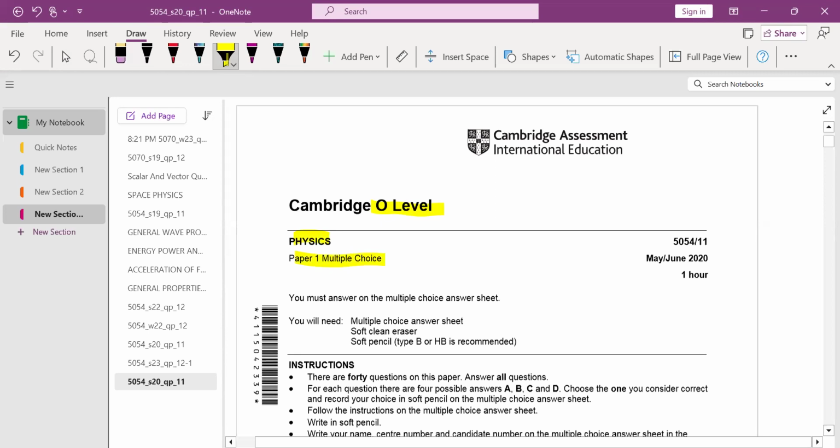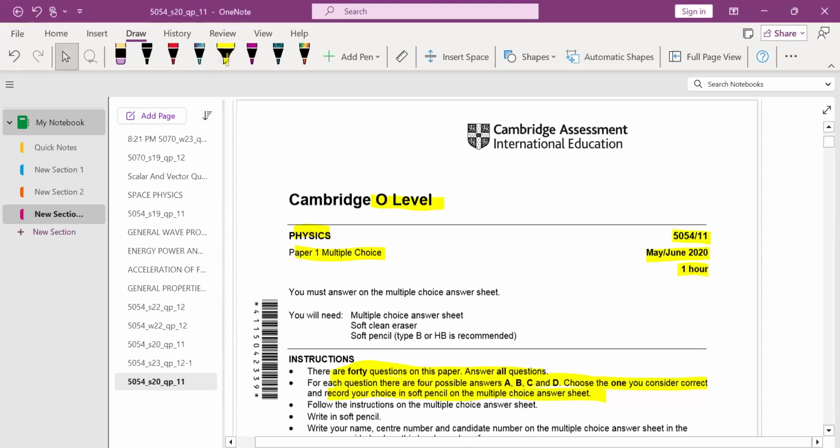The code for O levels physics is 5054. This is variant 11 of May June 2020. This paper is of 1 hour and there are 40 MCQs in the paper. Each question has 4 possible answers A, B, C, D. You have to choose the correct one and record your choice using a soft pencil on the multiple choice answer sheet. This paper is of 40 marks.